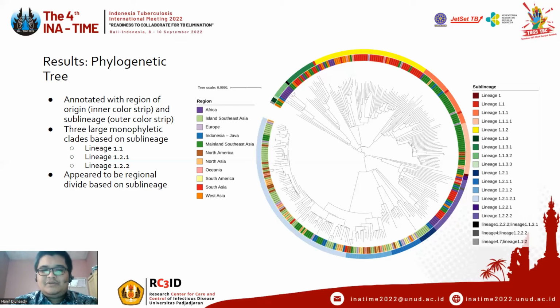And also based on appearance, there appears to be a regional divide based on these clades and sublineages. For example, there seems to be a lack of isolates from South Asia in clade 1.2.1, and in clades 1.1 and 1.2.2, there seems to be a lack of isolates from island Southeast Asia.